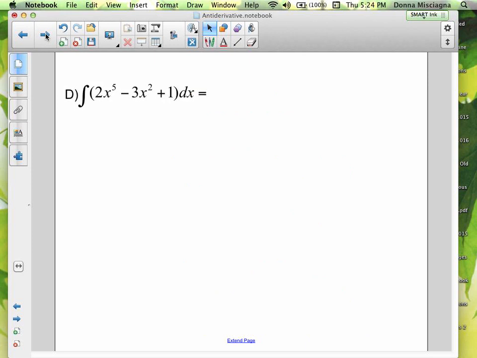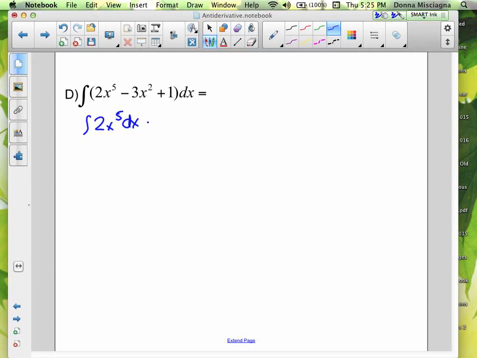All right, so we want to take the integral of 2x to the 5th minus 3x squared plus 1. Okay. We can take the integral of 2x to the 5th dx. Notice I put dx there. I have to take the integral with respect to something. Minus the integral of 3x squared dx plus the integral of 1 dx. And now I could factor out my coefficients. I'm really not going to factor out the 1 though. So 2 times the integral of x to the 5th dx minus 3 times the integral of x squared dx plus, this is really just a dx.